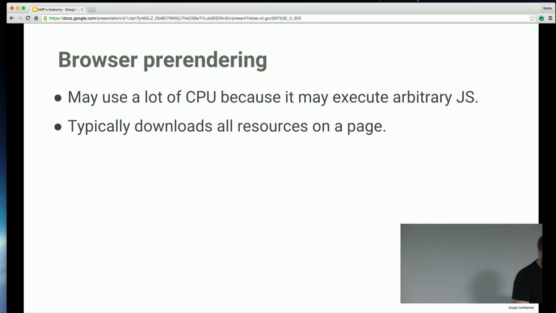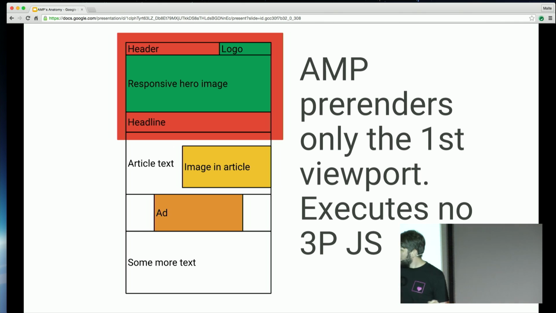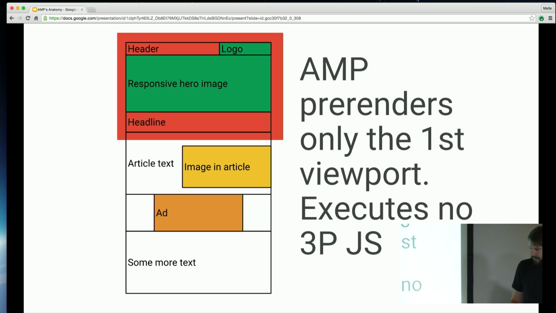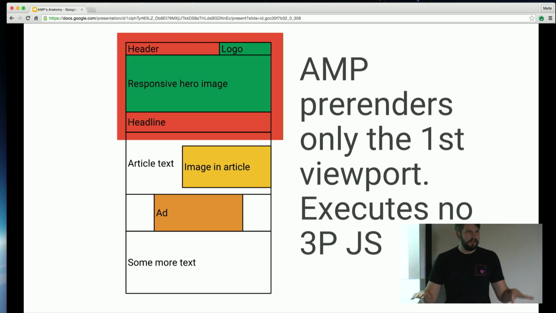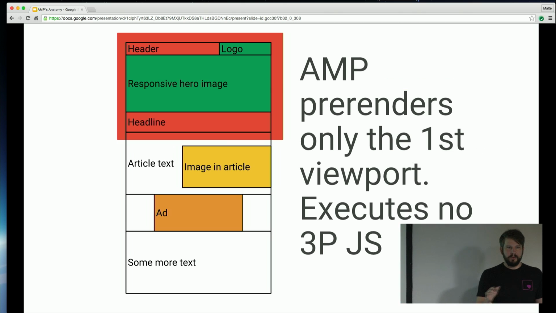And this is where AMP makes this very different. AMP will see what the first viewport is, and when it's in pre-render mode, it will not download anything that isn't in that viewport. So this image here will not be downloaded. It will eventually be downloaded when you actually go to the article, but for now it won't be, and it won't execute any third-party JS. So if that page has an ad, some kind of analytics, an iframe, a tweet, or an Instagram post, none of those will load, right?